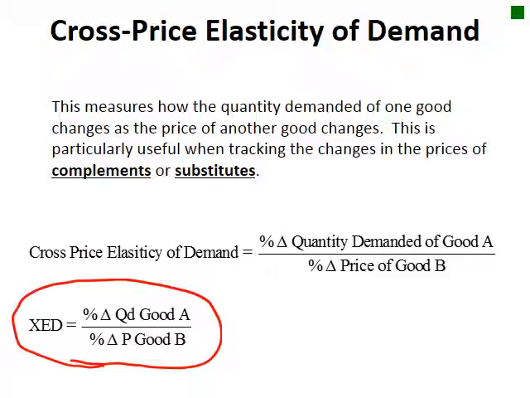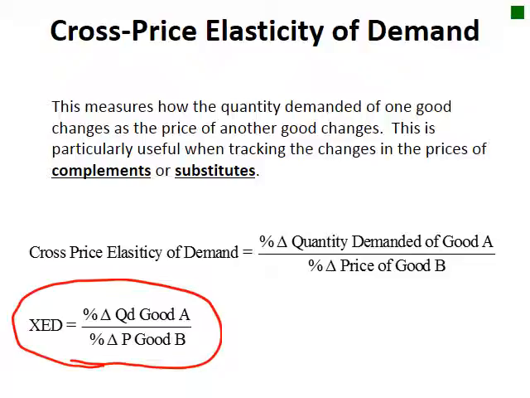Just a reminder, a complement is something that you use with something else. An example could be DVDs and DVD players. Substitutes are when you are somewhat indifferent to consuming one product or another, such as ice cream or frozen yogurt. So the formula is: the cross-price elasticity of demand equals the percentage change in quantity demanded of good A over the percentage change in price of good B.